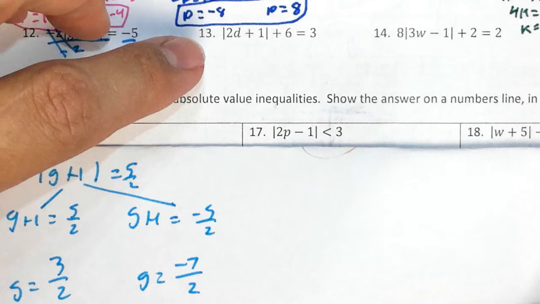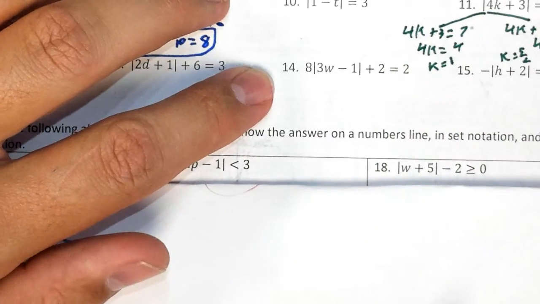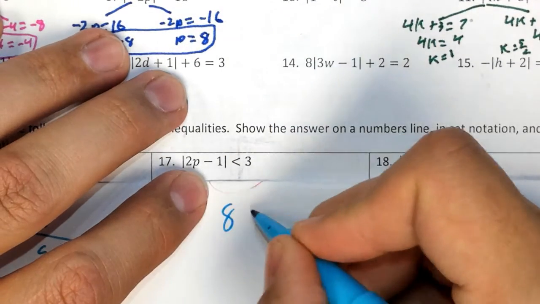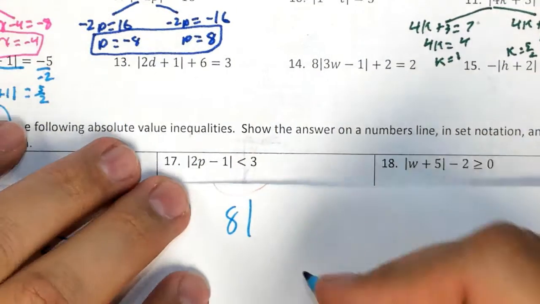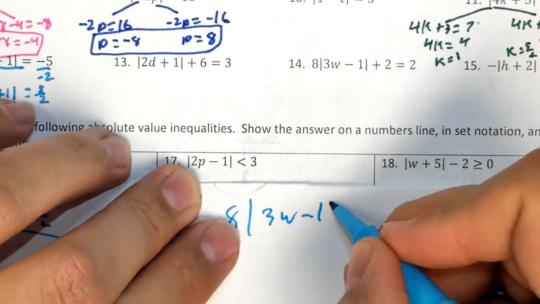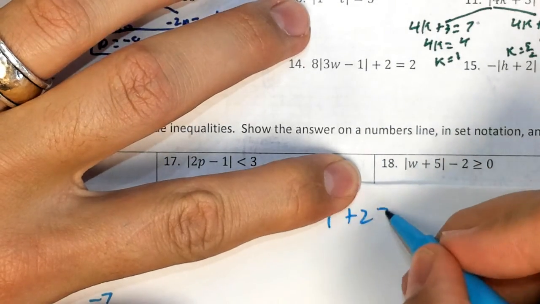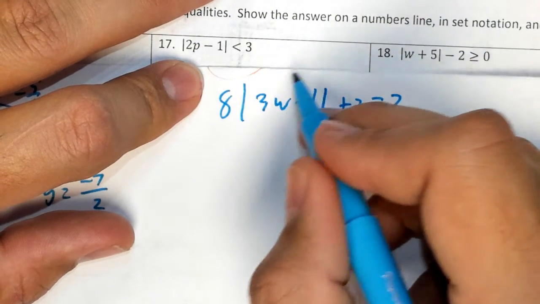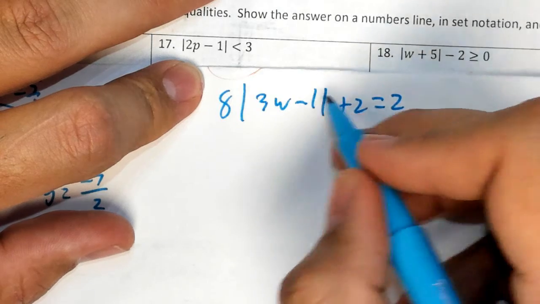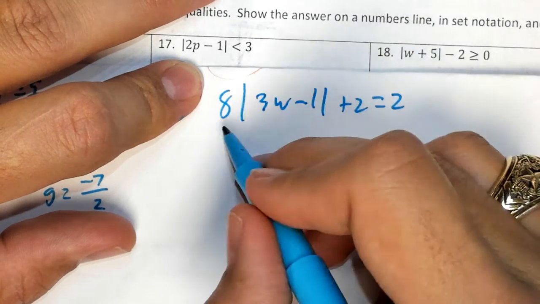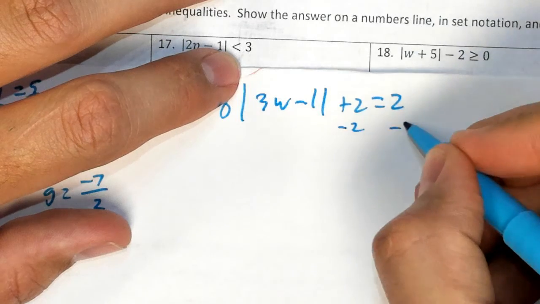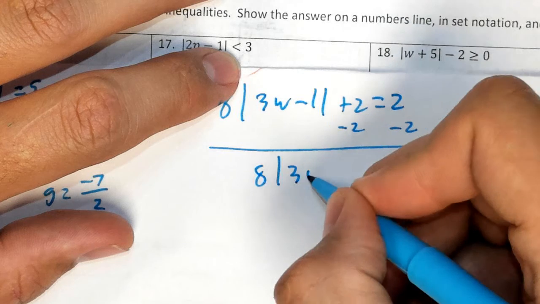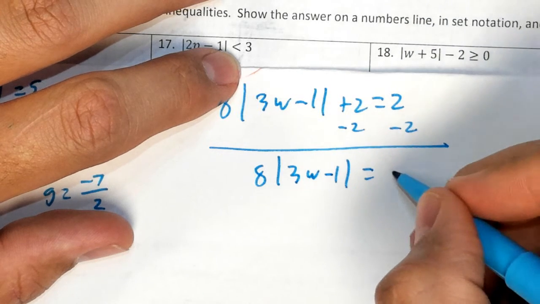And then I'm going to do one more. I'm actually going to go ahead and do 14. I'm actually going to write on here 8 times the absolute value of 3w minus 1, plus 2 equals 2. I have to get the absolute value by itself, so I have to get rid of the plus 2 and the 8. Plus 2 comes before the multiplied by 8. So subtract 2, subtract 2. That gets us 8 times the absolute value of 3w minus 1 equals 0.